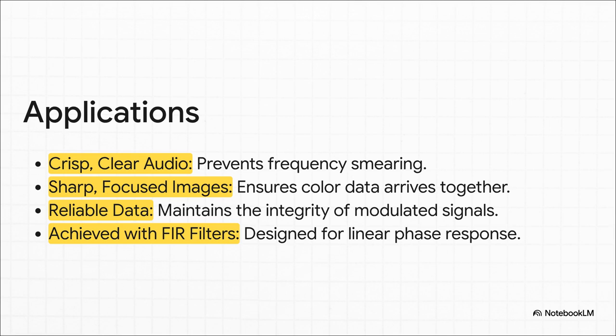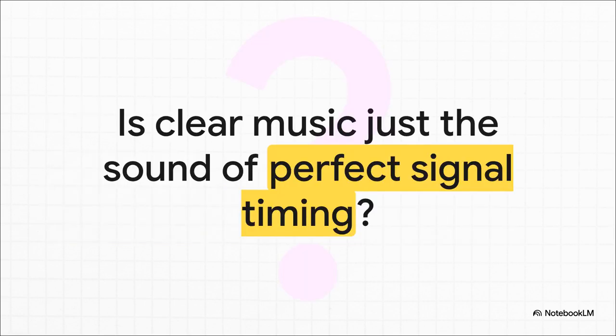That's what happens when all the color and detail information arrives at the exact same moment. It's even critical for making sure our data gets from point A to point B without errors. And engineers make this happen with special tools called FIR filters designed specifically for this purpose. So, the next time you experience that perfectly balanced sound or see a crystal clear image, you'll know the secret. It's not just about the notes or the pixels, it's about the timing. What you're really hearing, what you're really seeing, is a team of frequencies all arriving perfectly in step, all thanks to the elegant power of linear phase.